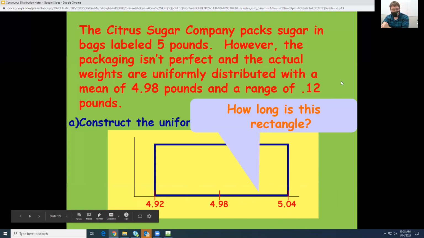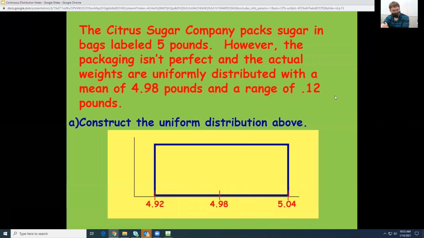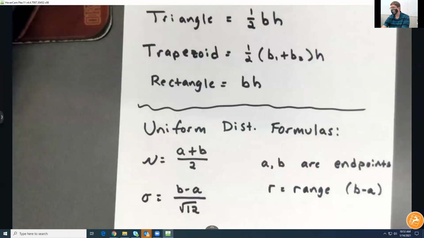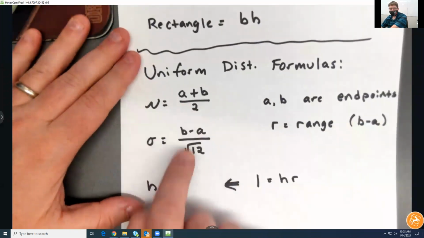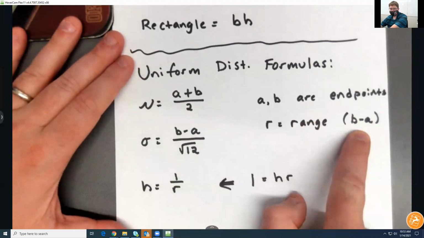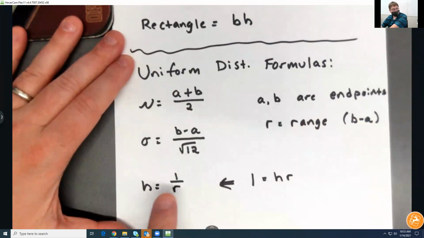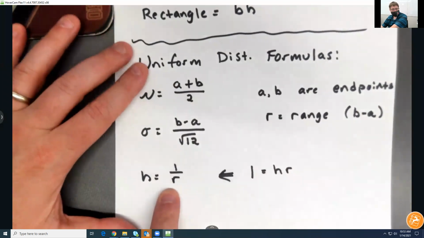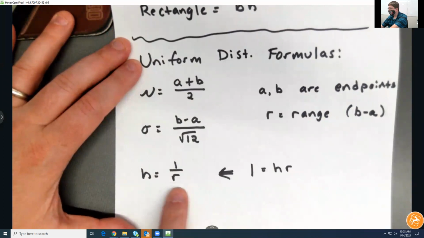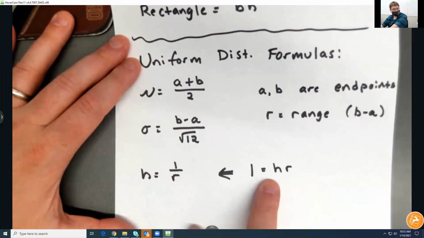All right, how long is the rectangle? It has a range of 0.12. So then how am I going to figure out the height of this? Because I need the height in order to do the actual calculations. So here are your formulas. Average, standard deviation, we talked about that. A and B are your endpoints. The range is B minus A. Here's the formula for your height. Height is equal to 1 divided by the range. Always. And here's the algebraic reason for why that works.